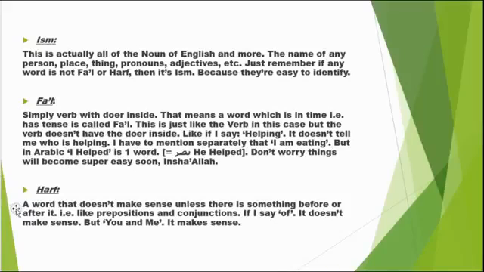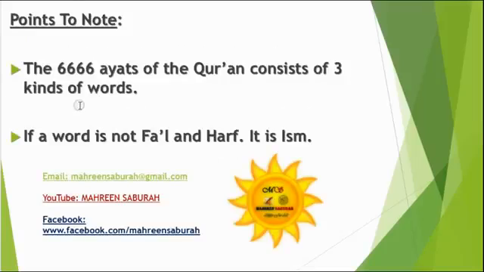So that's all, folks. Three kinds of words in Arabic. Now look, there are 6,666 ayahs in the Qur'an, and all of them are just any of those three kinds of words. Any of them. How many words does the whole Qur'an have? Oh my god. Up to 78,000 maybe. But it's really easy. And there will be either ism or fa'al or harf.